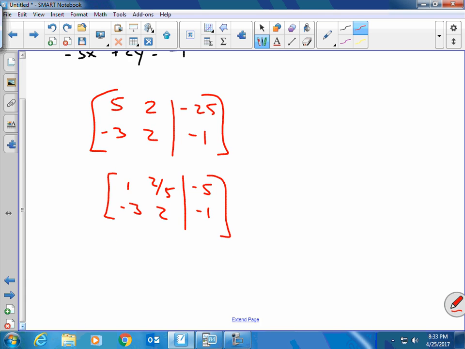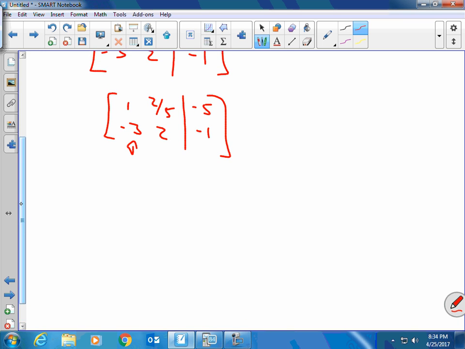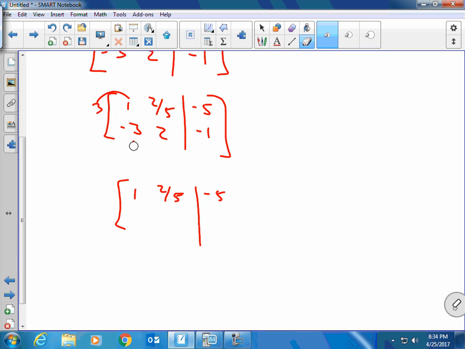Next step, make the second row, first column spot a 0. Make this number here a 0. How do I do that? I multiply the first row by something so that when I add it together, it cancels. What do I need to multiply the first row by? Basically, it's going to be the same number but different sign. I need to multiply by 3. 3 times 1 is 3.